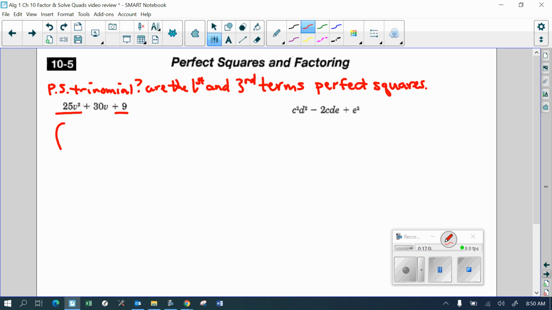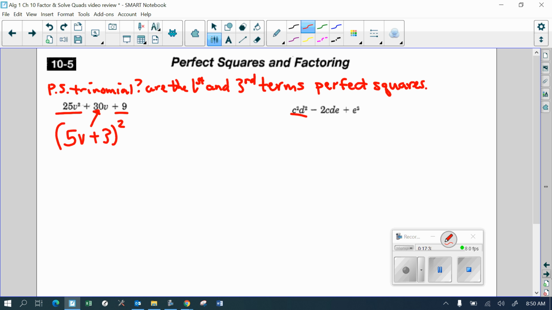So if I go ahead and take the square root of each, that's 5v plus 3, and square it. Now if I want to check to see if that works, what's 5v times 5v? 25v squared. 3 times 3 is 9. In my middle term, I multiply the 2 together and double it. What's 5v times 3? 15v. What's doubling that? 30v. And there it is right there. So yes, that factors as a perfect square trinomial.